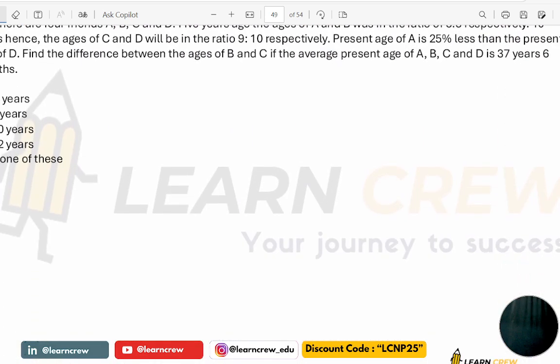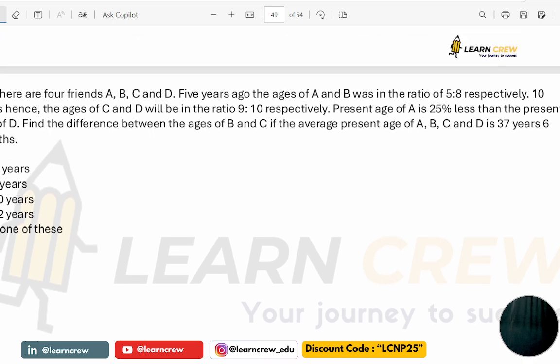Now next, question number 36. There are 4 friends A, B, C and D. 5 years ago the ages of A and B were in the ratio 5:8 respectively. 10 years hence the ages of C and D will be in the ratio 9:10 respectively. Present age of A is 20% less than the present age of D.